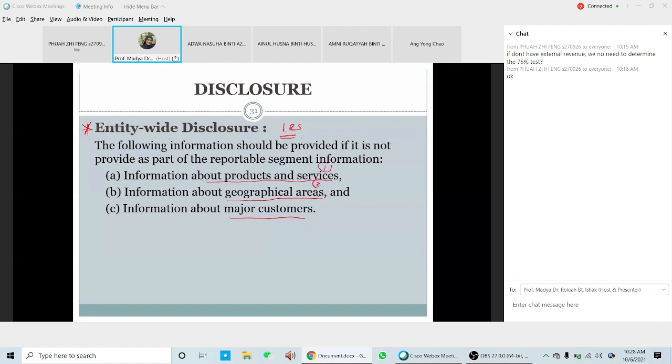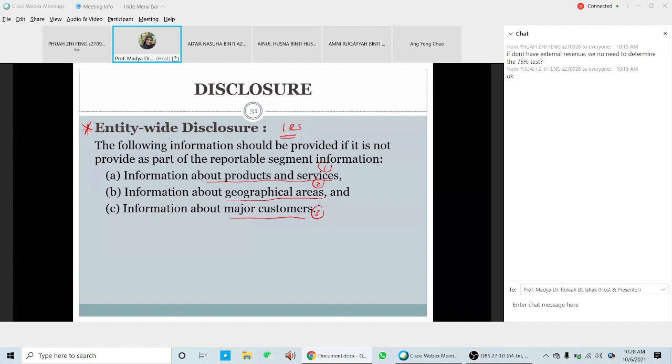In the case when the company does not provide a reportable segment, they do not divide their operation into operating segments, so they only provide one set of information. They need to disclose what types of product they have, the geographical areas, and then who their major customers are. Okay, so this is important.